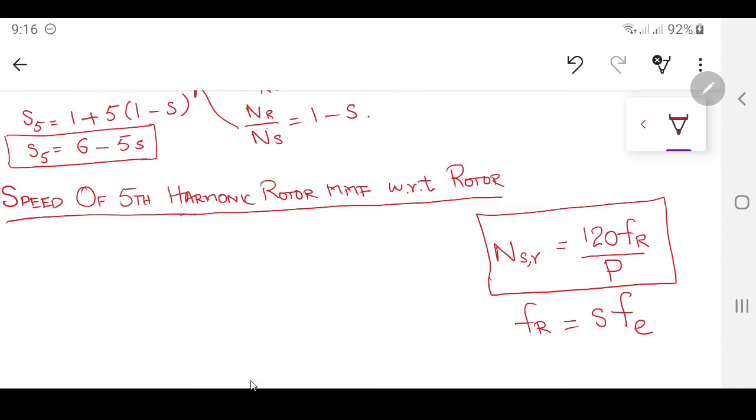And what was F electrical? F electrical was the stator frequency given by the supply, and in our case that was equal to 50 Hertz because we are in Pakistan. So this was for the fundamental.